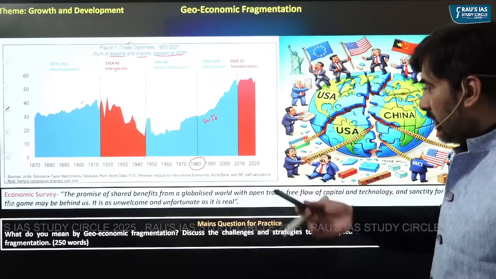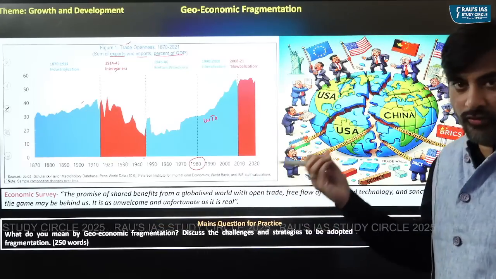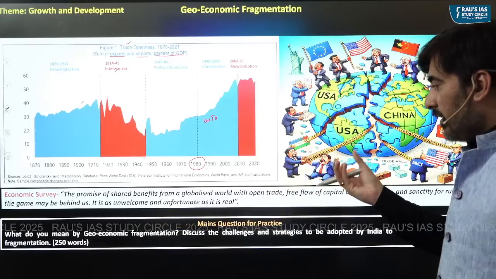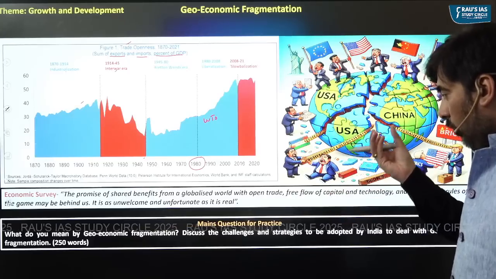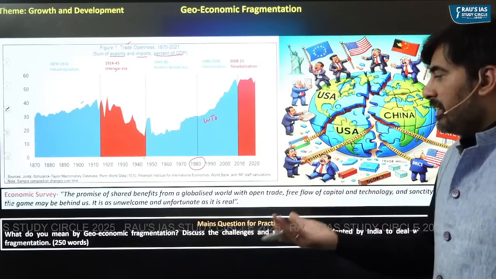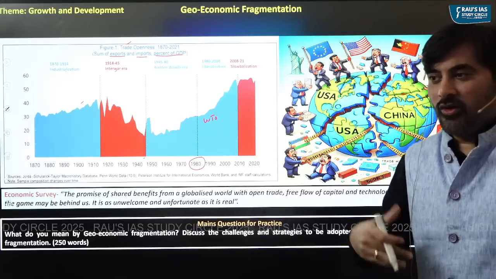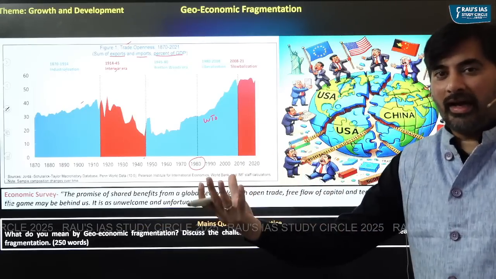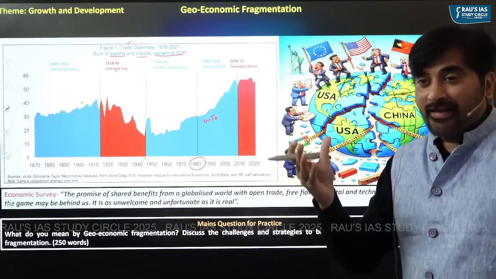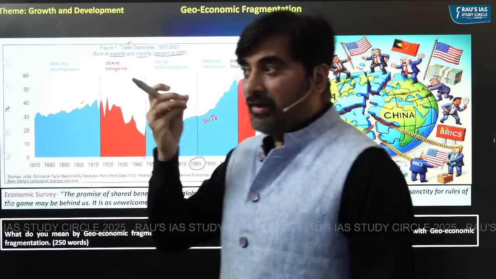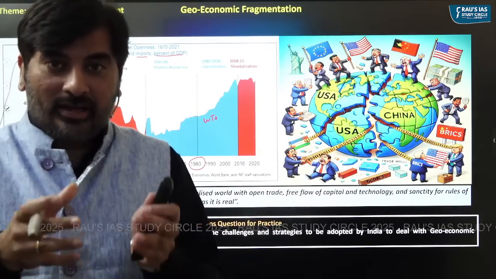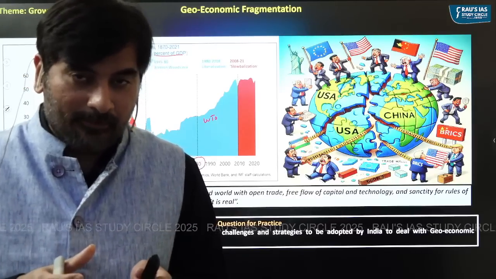In fact, the economic survey makes a very beautiful statement. It says the promise of shared benefits from a globalized world with open trade, free flow of capital and technology may be behind us. That is, India can no longer rely on the global economy to become a Viksit Bharat. That is why I told you at the start of the discussion that Indian economy has to focus more on the domestic levers, that is the domestic factors.